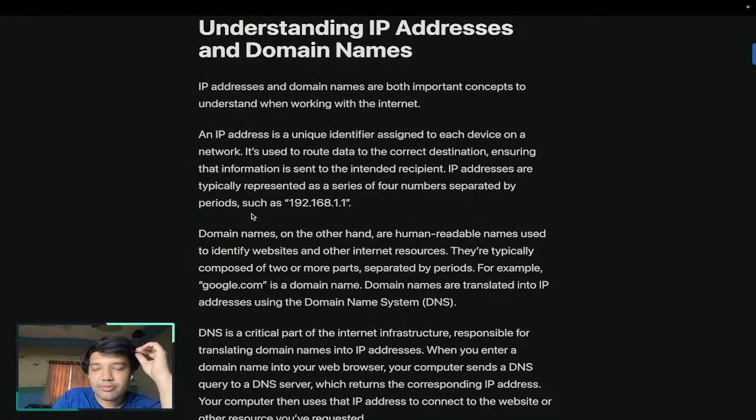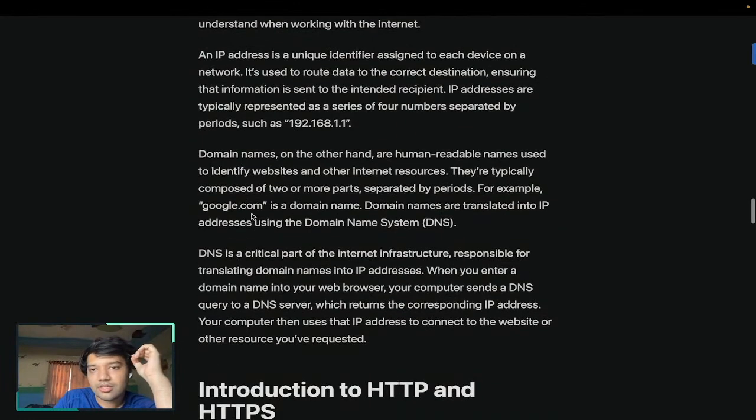IP addresses and domain names are both concepts to understand. An IP address is a unique identifier ensuring that information is sent to the intended recipient. IP addresses are typically represented as a series of four numbers separated by periods, such as this. Now that's IPv4. There's also IPv6 now, which is completely different from IPv4. It's not a version thing.